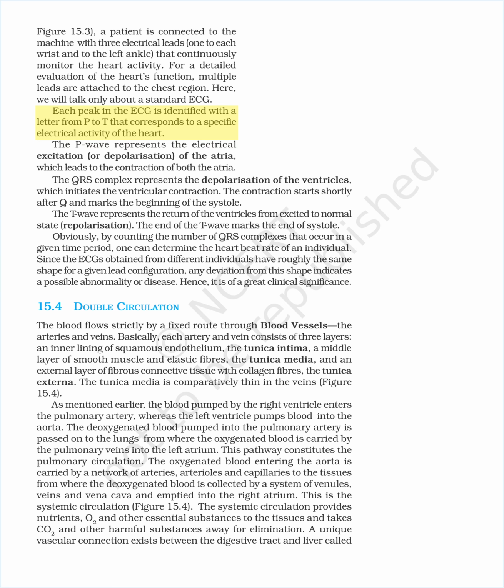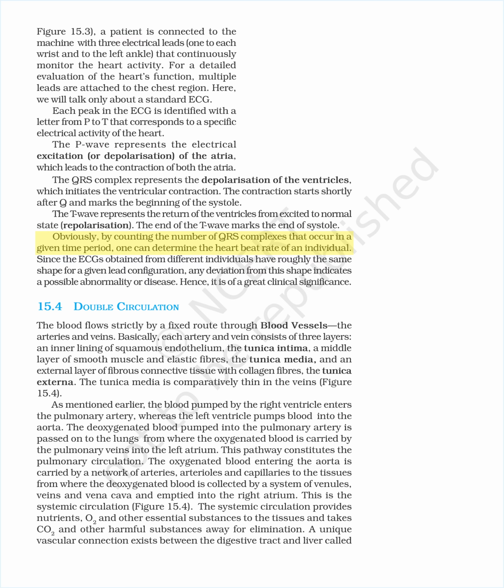Each peak in the ECG is identified with a letter from P to T that corresponds to a specific electrical activity of the heart. The P wave represents the electrical excitation, or depolarization, of the atria, which leads to the contraction of both the atria. The QRS complex represents the depolarization of the ventricles, which initiates the ventricular contraction. The contraction starts shortly after Q and marks the beginning of the systole. The T wave represents the return of the ventricles from excited to normal state, repolarization. The end of the T wave marks the end of systole.